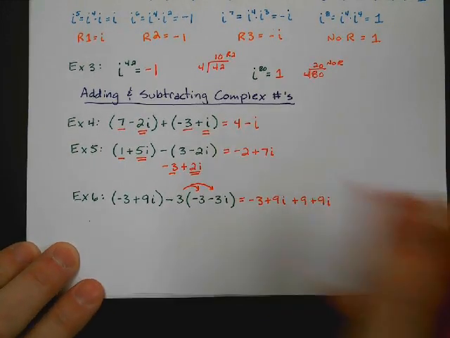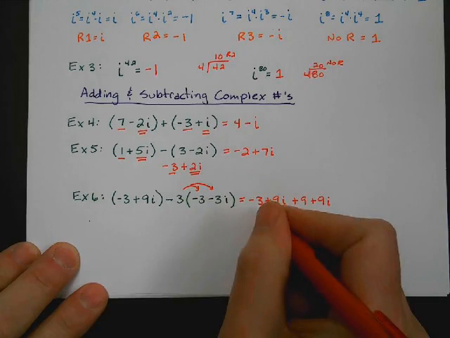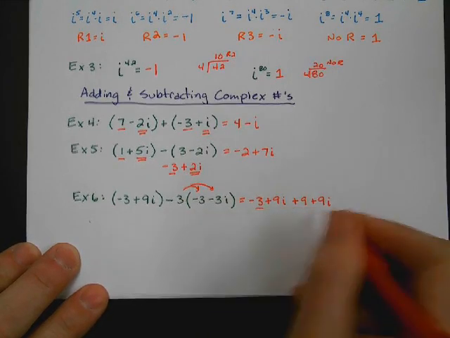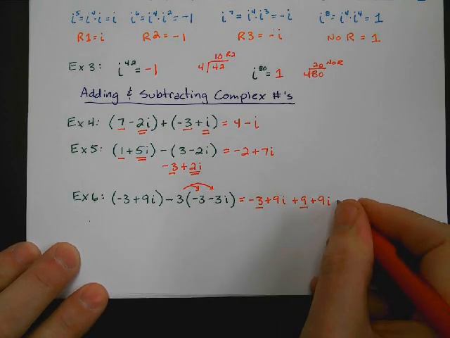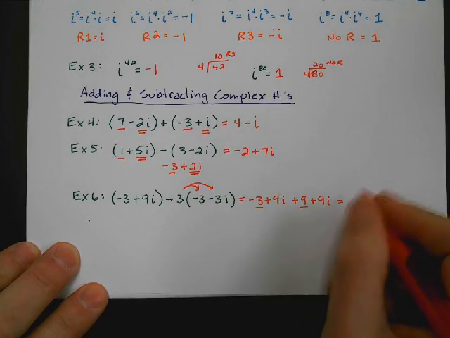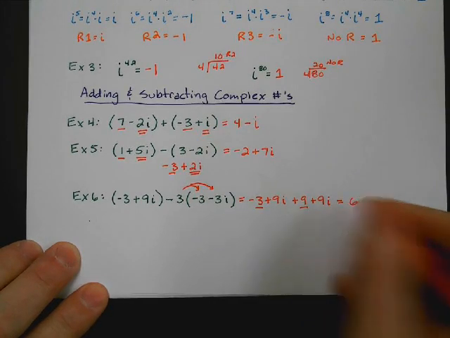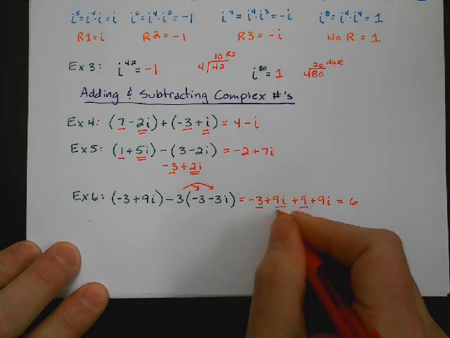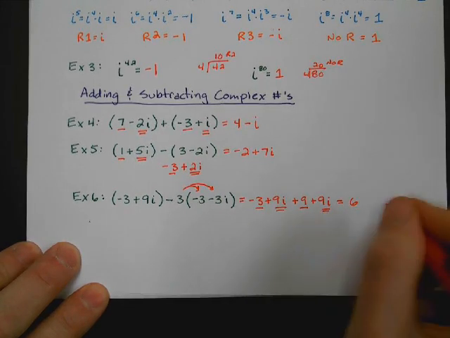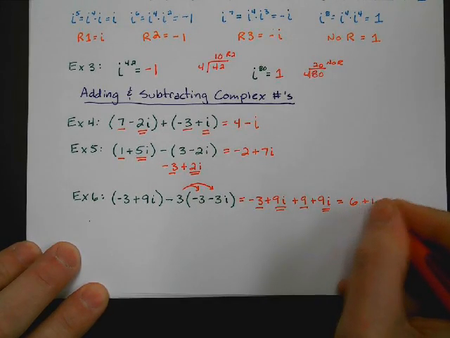And so we're going to combine our like terms. We've got 3 and 9, which would give us 6. And we've got 9i and 9i, which would give us 18i.